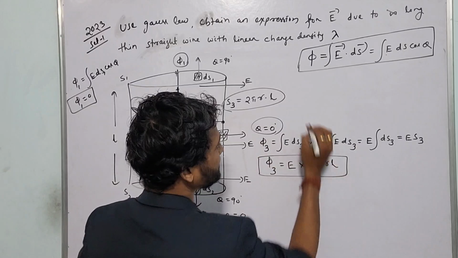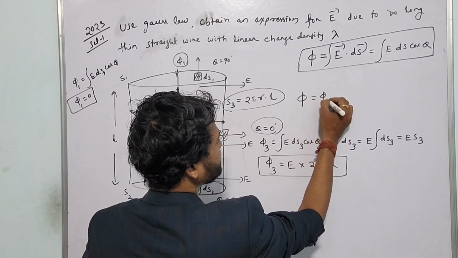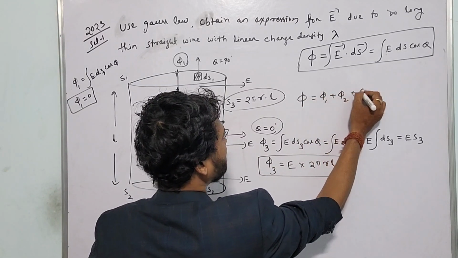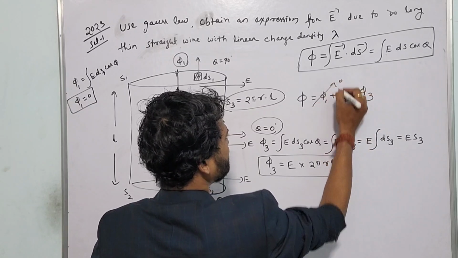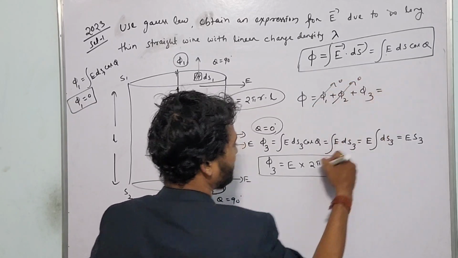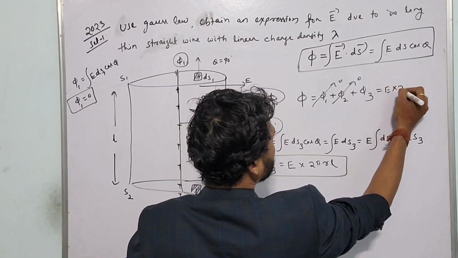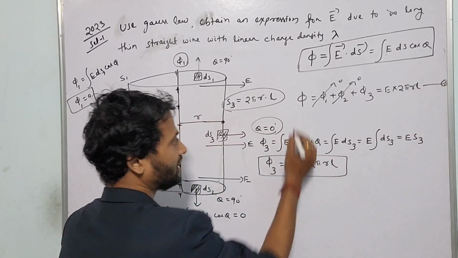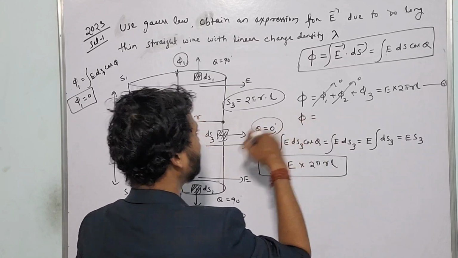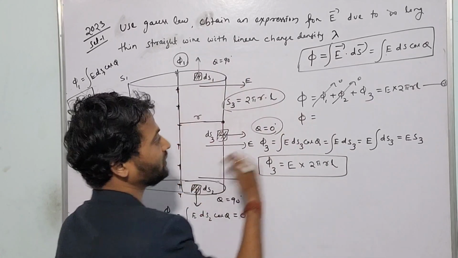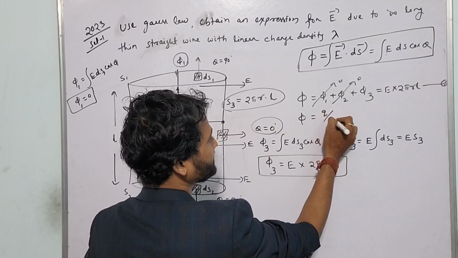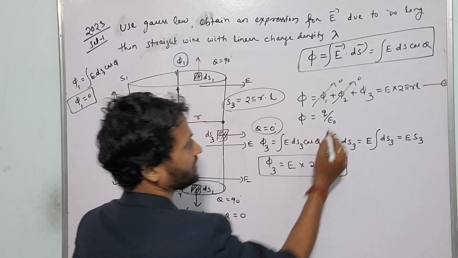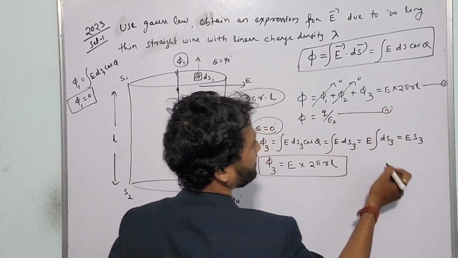So what is the net flux? Net flux is phi 1 plus phi 2 plus phi 3. Phi 1 is 0, phi 2 is 0. So phi 3 is E into 2 pi r L. Let it be equation number 1. According to Gauss theorem, what is the net flux around that charged wire? It will be Q by epsilon naught, net charge by epsilon naught. Let it be equation number 2.